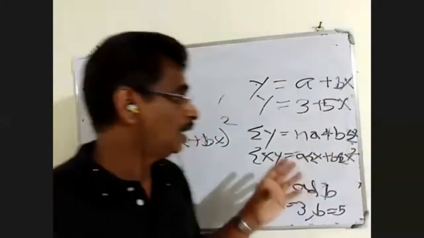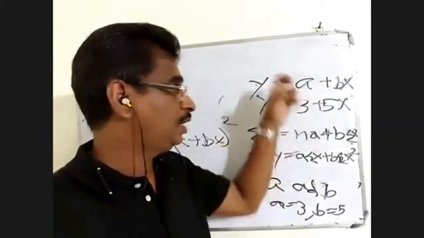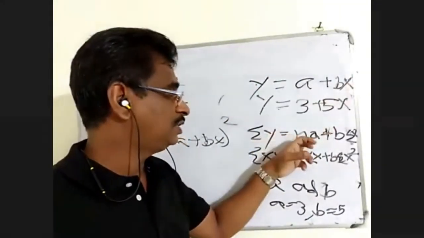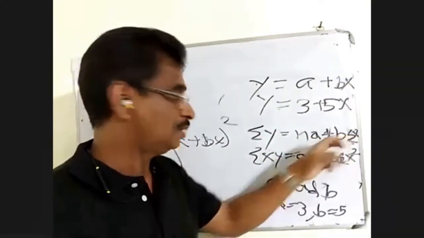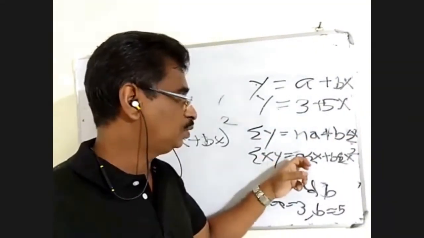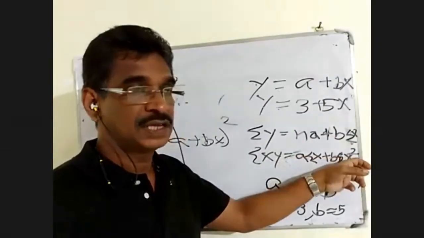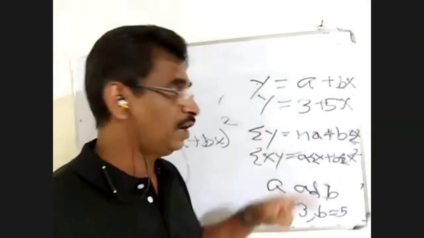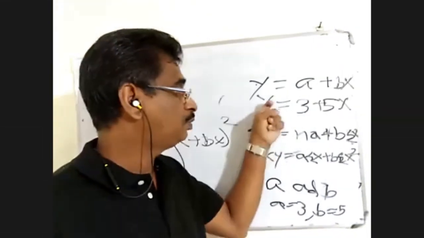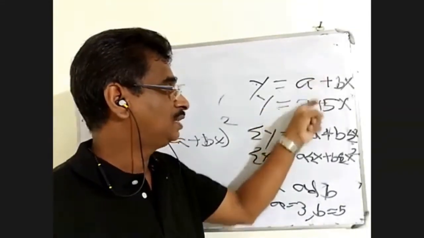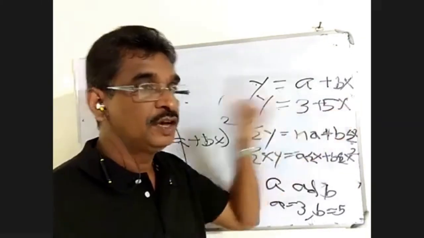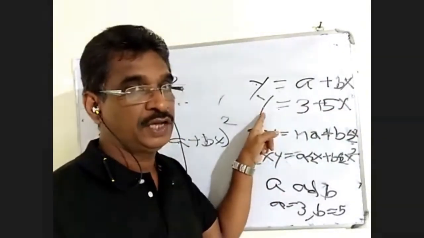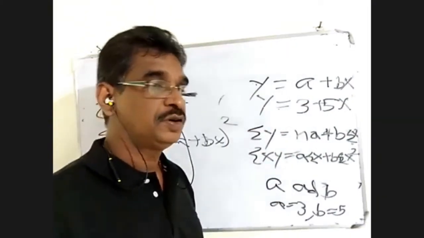You have to remember. Let the regression equation y on x be y is equal to a plus bx. The normal equations are sigma y is equal to na plus b sigma x, and sigma xy is equal to a sigma x plus b sigma x squared. Adding all these values and solving, we get the values of a and b, and substituting here we get y is equal to 3 plus 5x. From this equation, if we know x, we can predict the value of y. That's the use of the regression equation of y on x.